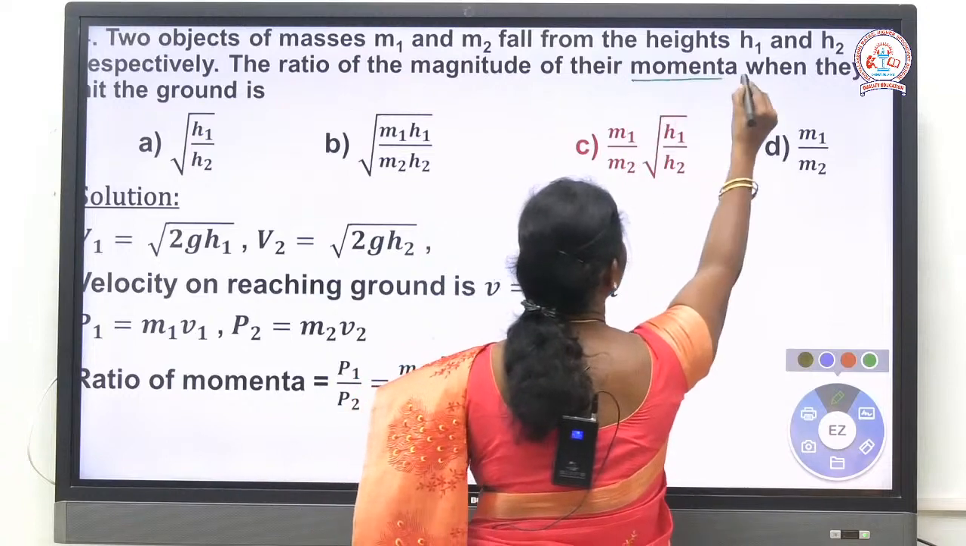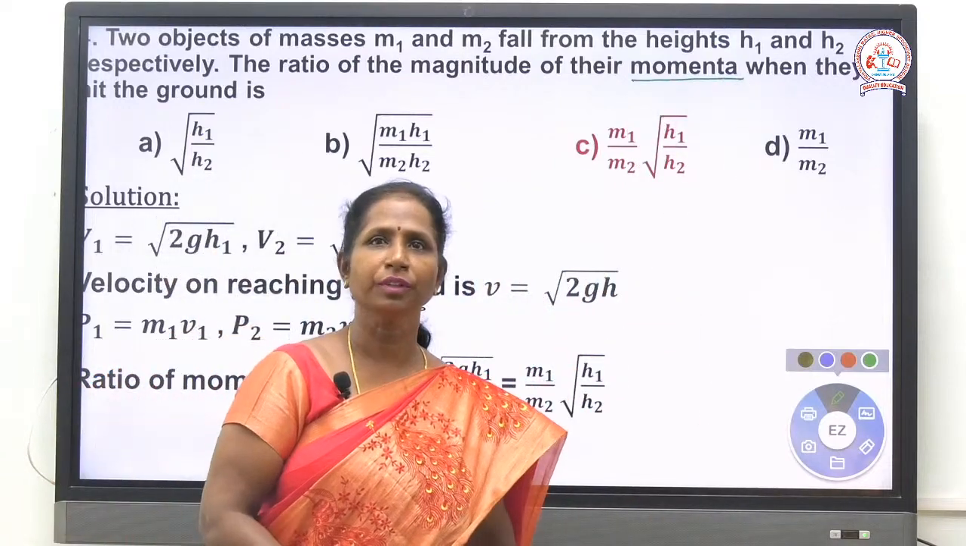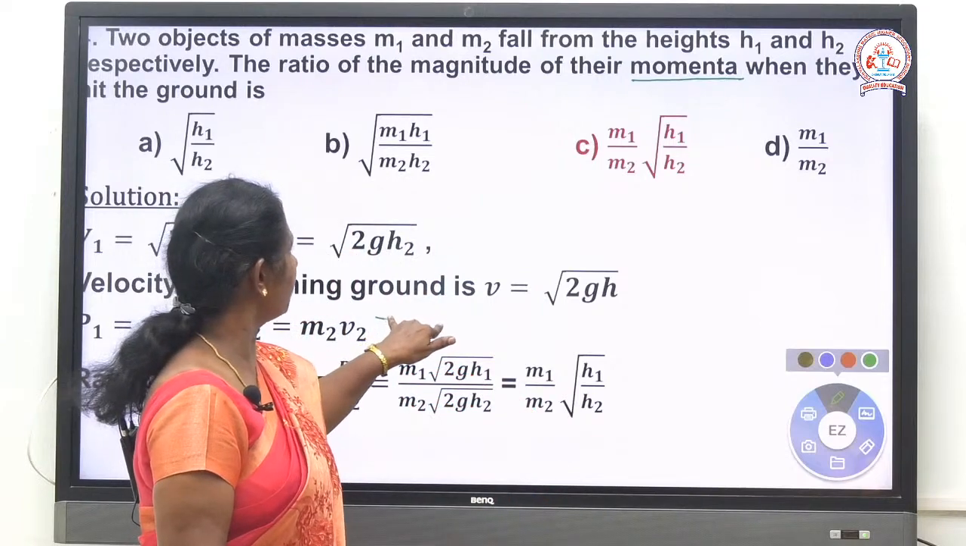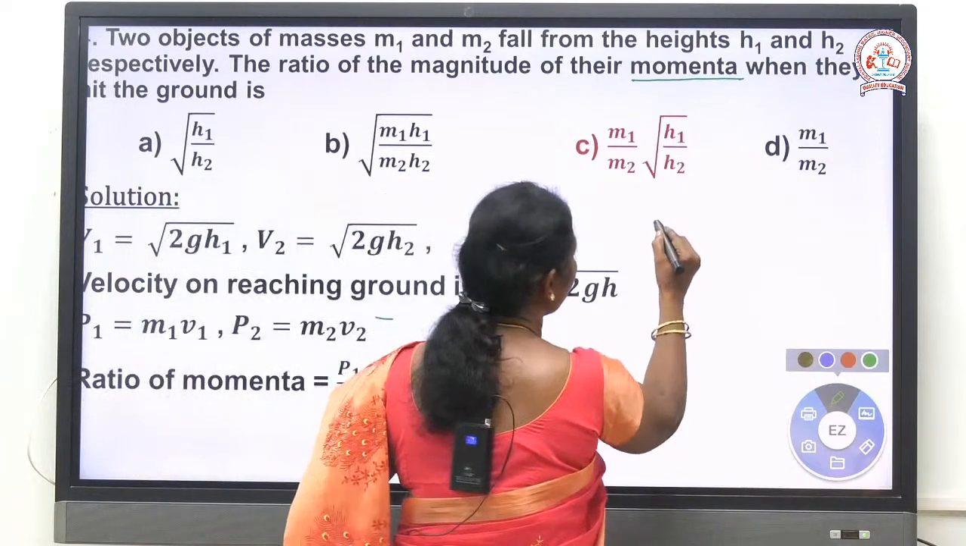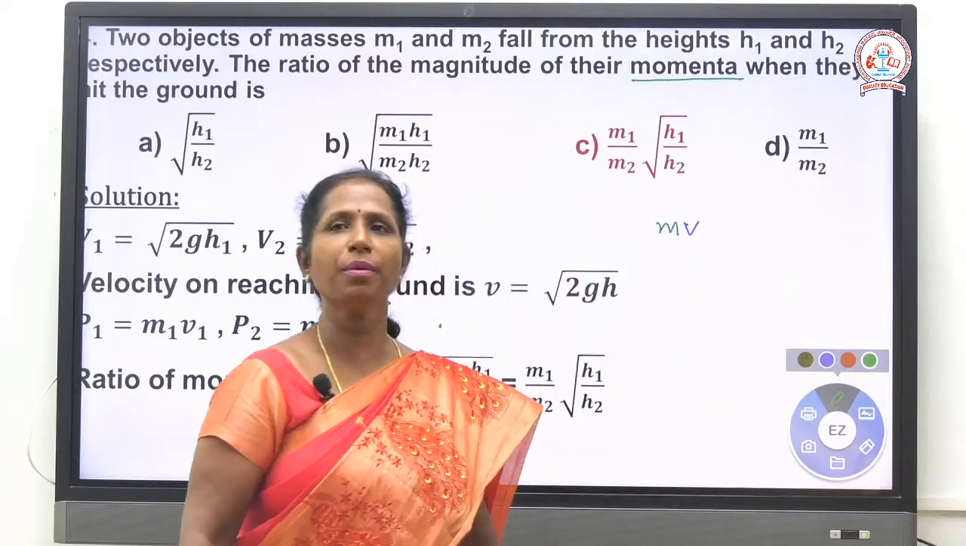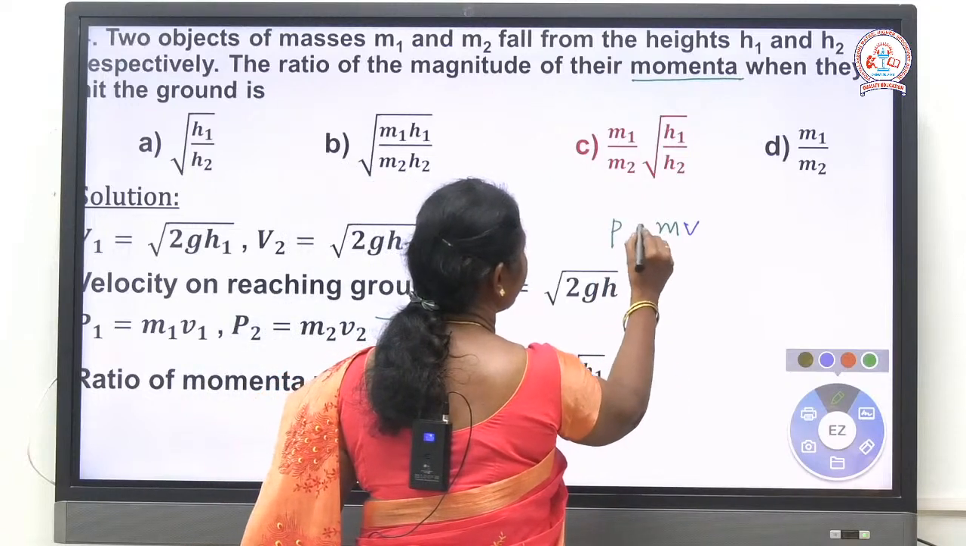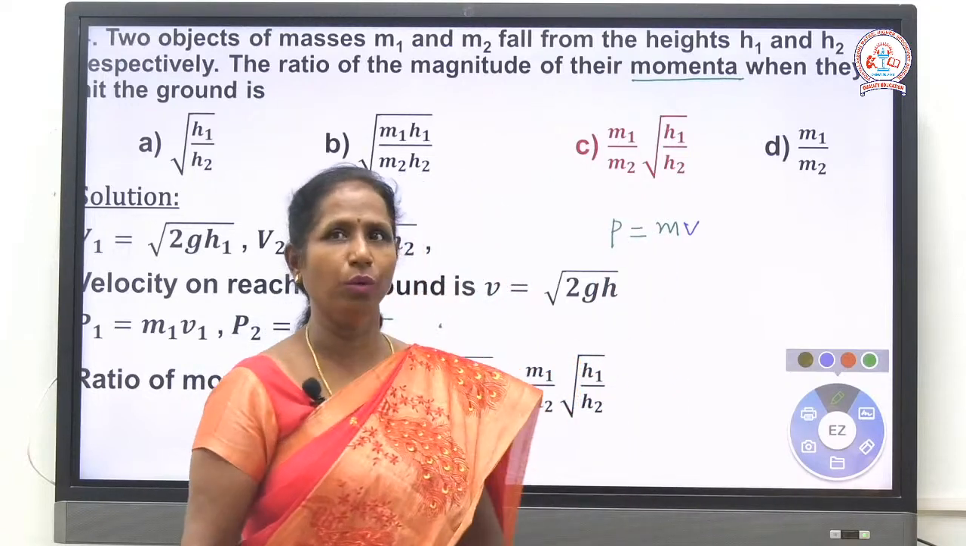So the plural form of momentum is momenta. We have to calculate the ratio of momentum. Yes, now how to calculate the ratio of the momentum? Momentum, what's the formula? Momentum is nothing but mass into velocity. The general formula for momentum is P. So the magnitude of the momentum P equals m into v, we know.